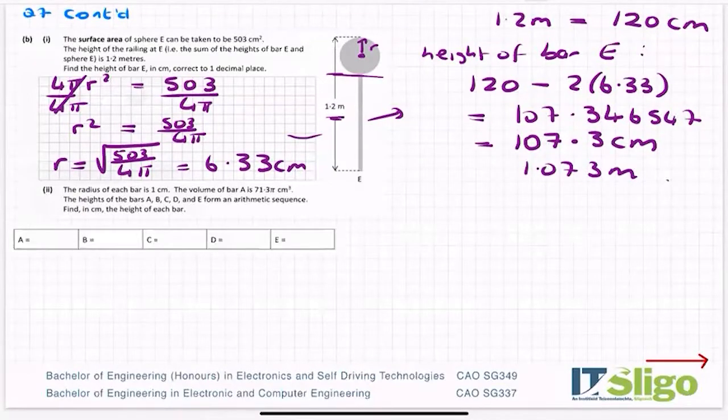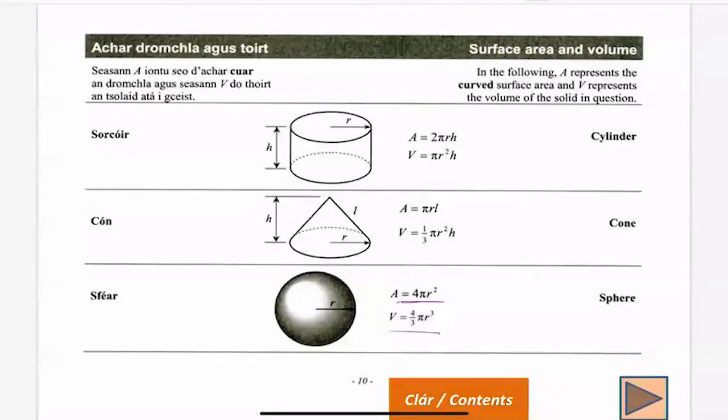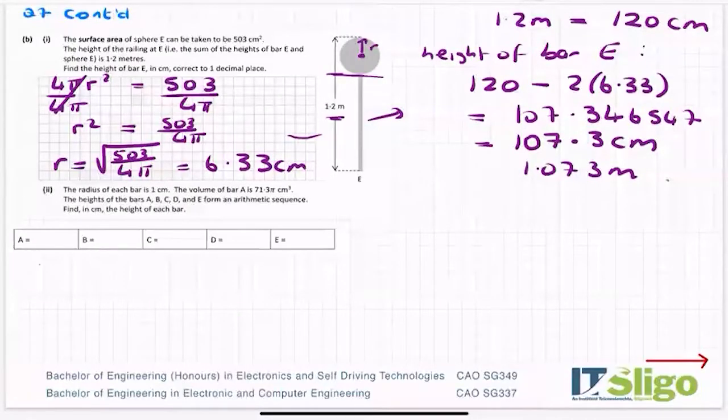Okay, the radius of each bar is 1 centimeter. Okay, so the radius of the bar. Okay, the volume of bar A is 71.3 pi centimeters cubed. The volume of bar A. Okay, so this is a cylinder. So volume is pi r squared h. So I would say pi r squared h is equal to 71.3 pi.